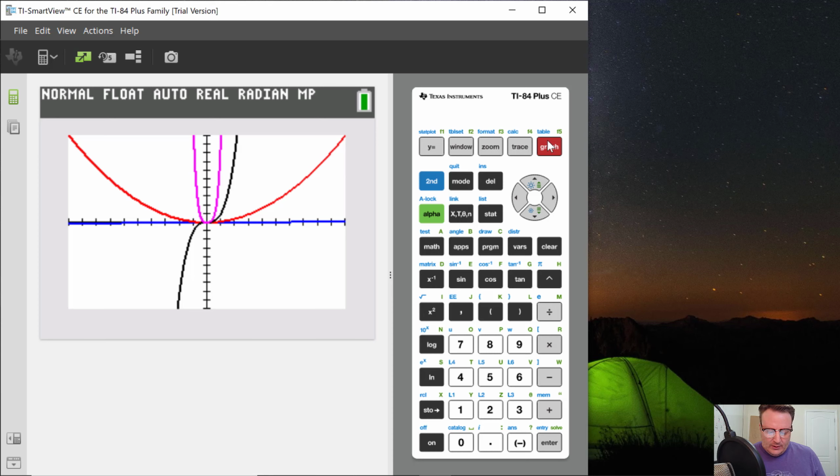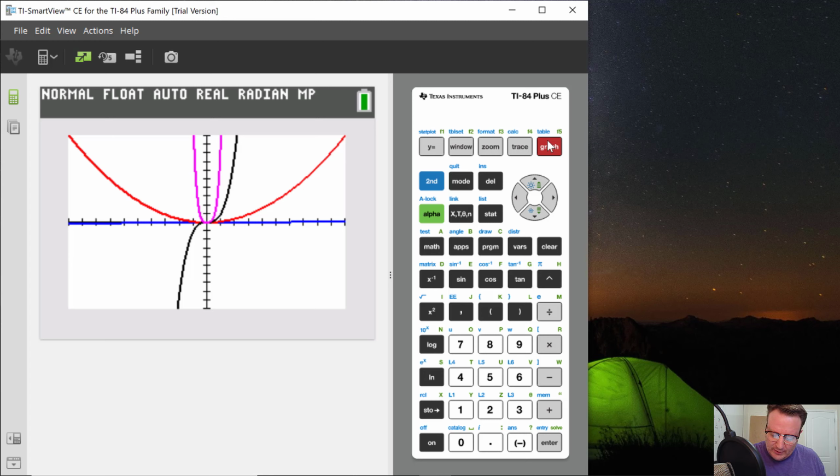Okay, so the blue line is y equals x. The red one is y equals x squared. The black is y equals x cubed, and then the magenta or violet line is y equals x to the fourth. So notice the x to the fourth grows faster than all of the functions. X cubed grows faster than x squared, and x squared grows faster than x.